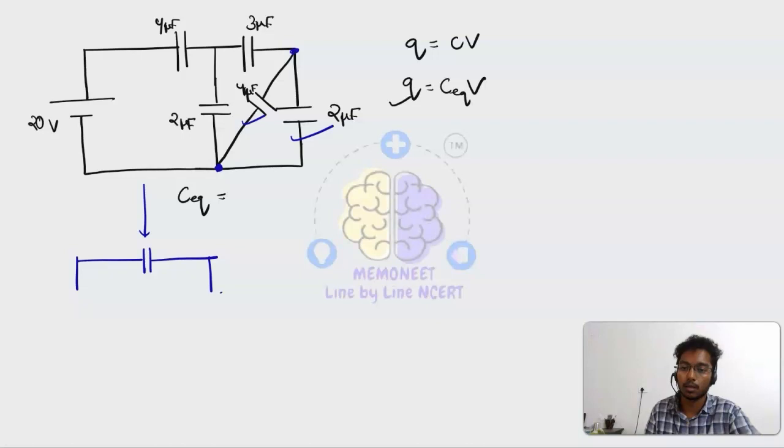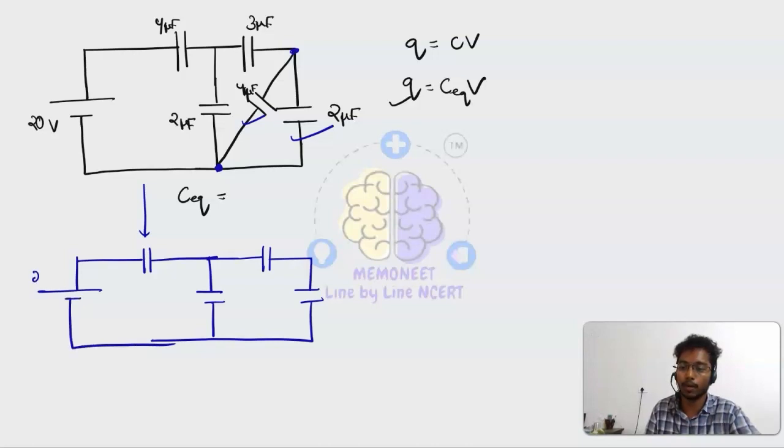Now this will become like this. This will attach to the 20 volt battery, and this is 4 microfarad, this is 2 microfarad, and this is 3 microfarad, and this is 2 plus 4, that is 6 microfarad. We know that in parallel we will just add them up.